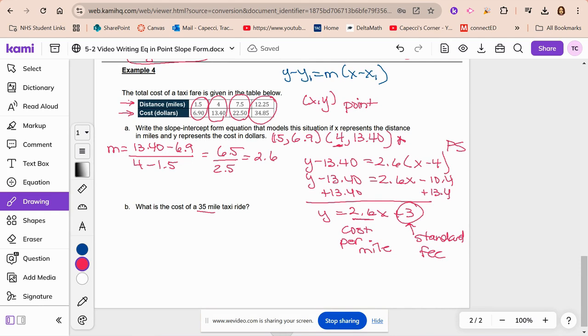What's the cost of a 35-mile taxi ride? Okay, so we have y is equal to 2.6x plus 3. This is the cost per mile, and so we're going to multiply it by the miles. So I have 2.6 times 35 miles plus 3. I put that into my calculator, and the cost for that taxi cab is going to be $94.